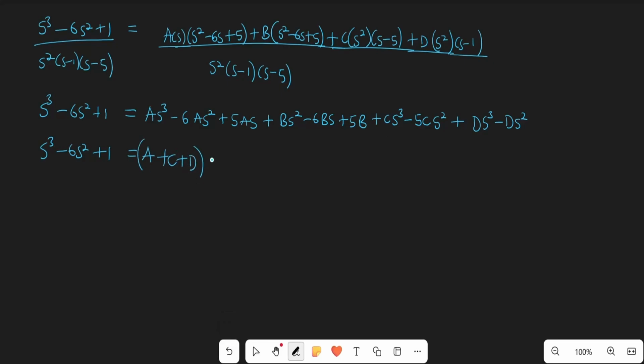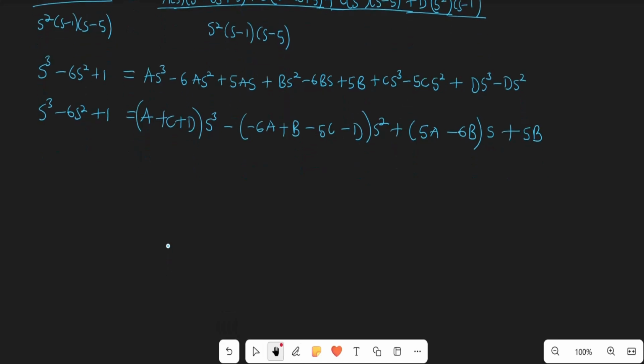So this one is S to the third minus, what about the S squared terms? That is going to be negative 6A plus B, right? And now minus 5C minus D. So this is what we have after the expansion. Now what about the S term? The S term is going to be 5A, which is what we have here, 5A and then minus 6B, and that is all that we have, and this is S. Now the constant term is just only one, that is 5B here, so plus 5B. So this is what we have after grouping like terms.